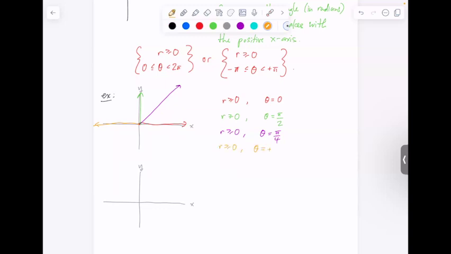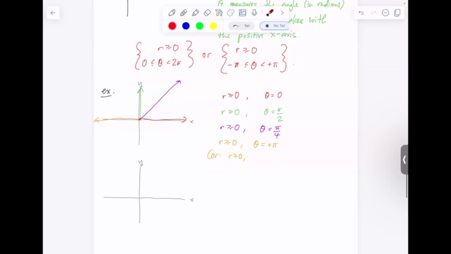So I could write theta is equal to positive pi, or what's the other option here? If theta is between 0 and 2 pi, I could describe this angle here as positive pi, which in degrees is going to be 180 degrees.